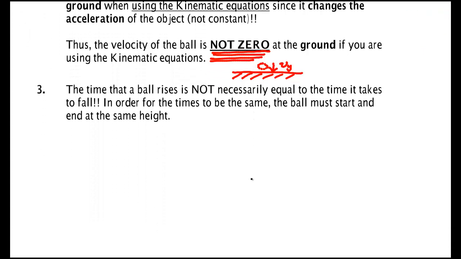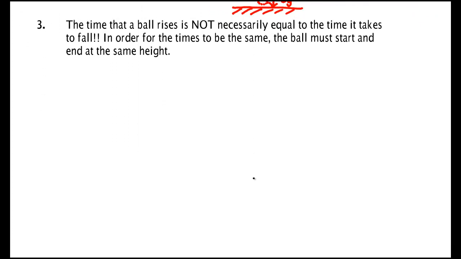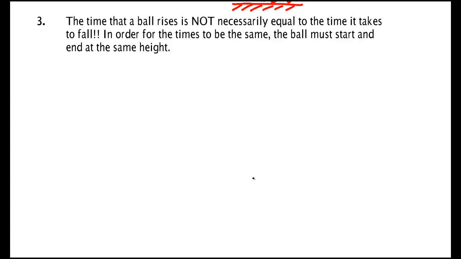And last, sometimes you're lucky and the time a ball takes to rise is equal to the time it takes to fall. So people will say, well, it took 2 seconds to go up, 2 seconds to go down, so the total time it's in the air is 4 seconds. This is not necessarily true. Those are special cases, so be careful about that.